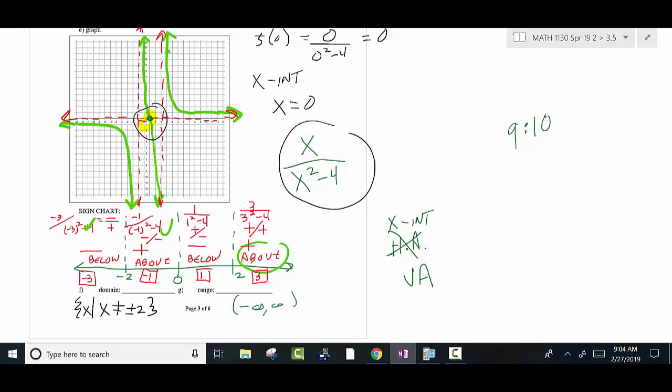Okay? But the way he explained it in here is, once you have a y-intercept at 0, it's going to be the same thing as the x-intercept. So that's going to cancel.